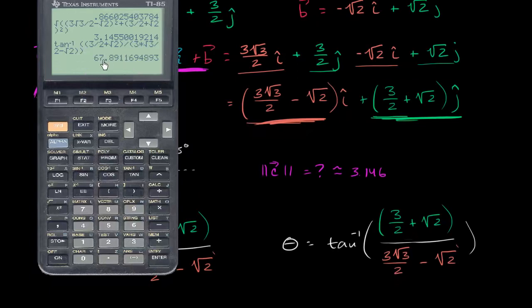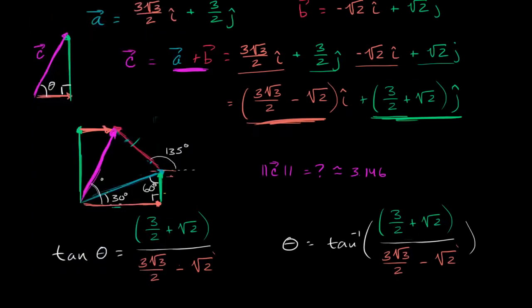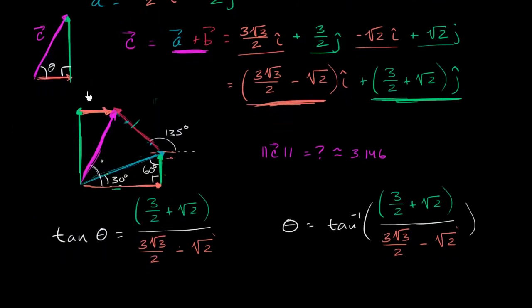And we deserve another mini drum roll. And we get, let's just say it's roughly 67.89 degrees. So theta is approximately 67.89 degrees. Did I get that right? Yep, 67.89 degrees. And that also looks about right. If we look at this angle right over here and eyeball it, it looks like a little bit more than 60 degrees. So just like that, we were able to figure out the magnitude of the sum and the direction.